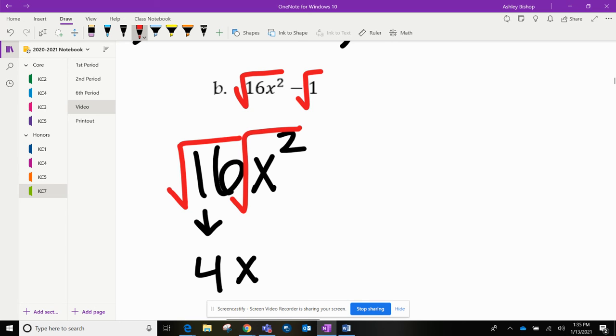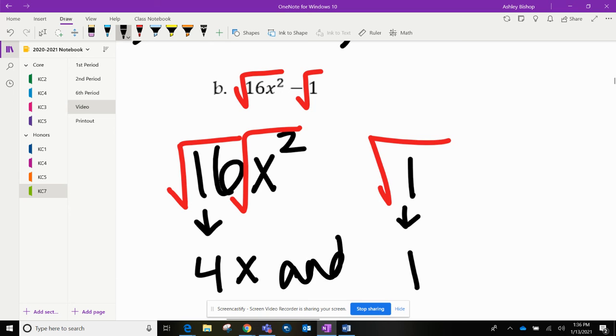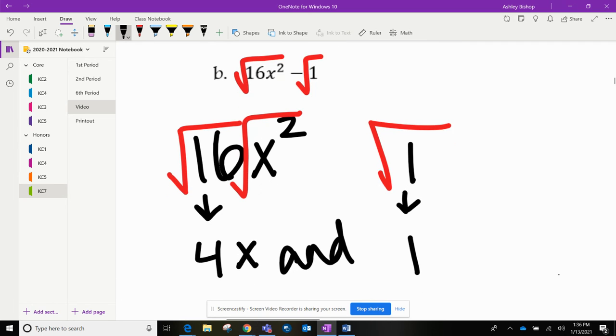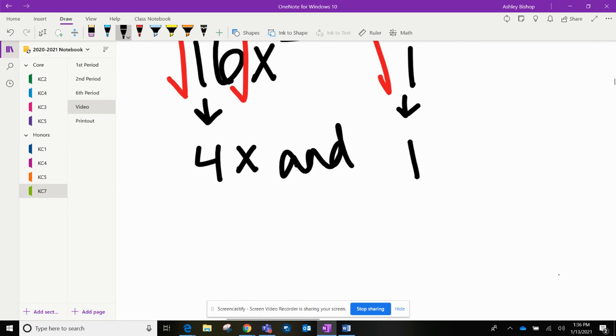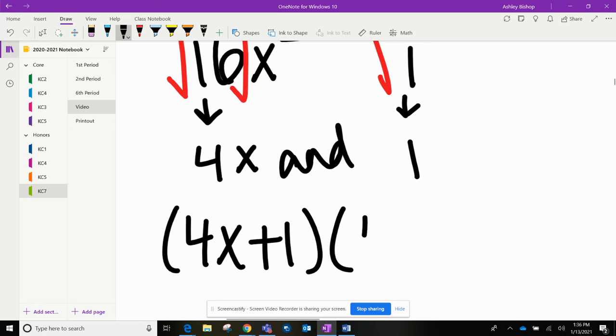And then you're still going to find the square root of 1. Square root of 1 is just 1. So your two things that you're working with is 4x, that's all one thing, and 1. So I'm going to have 4x plus 1, and I'm going to have 4x minus 1 as my answer.